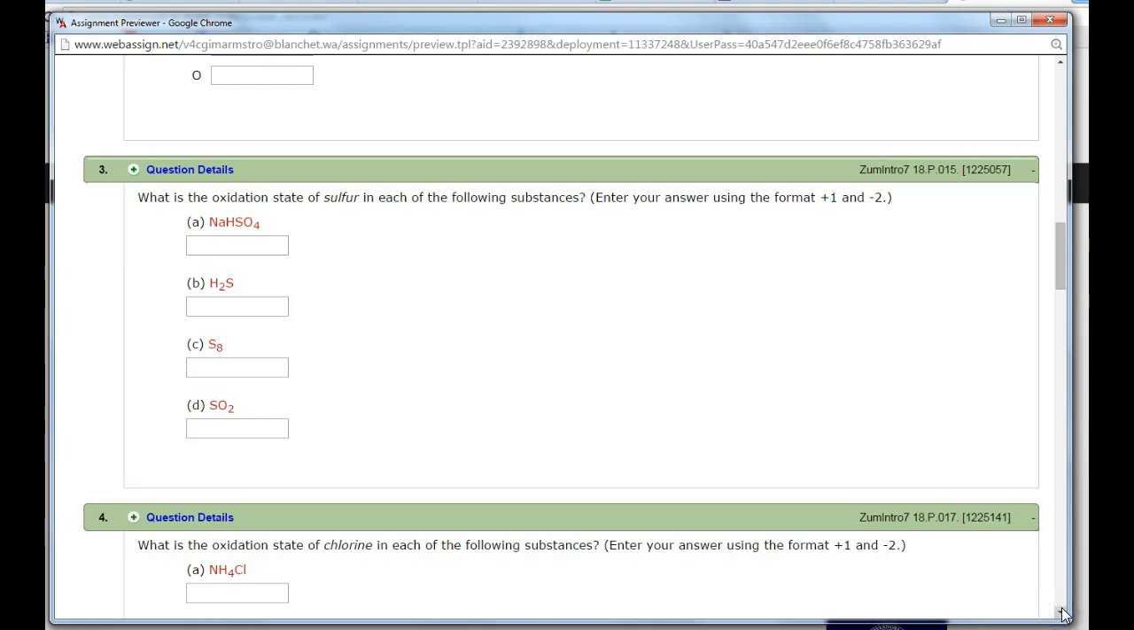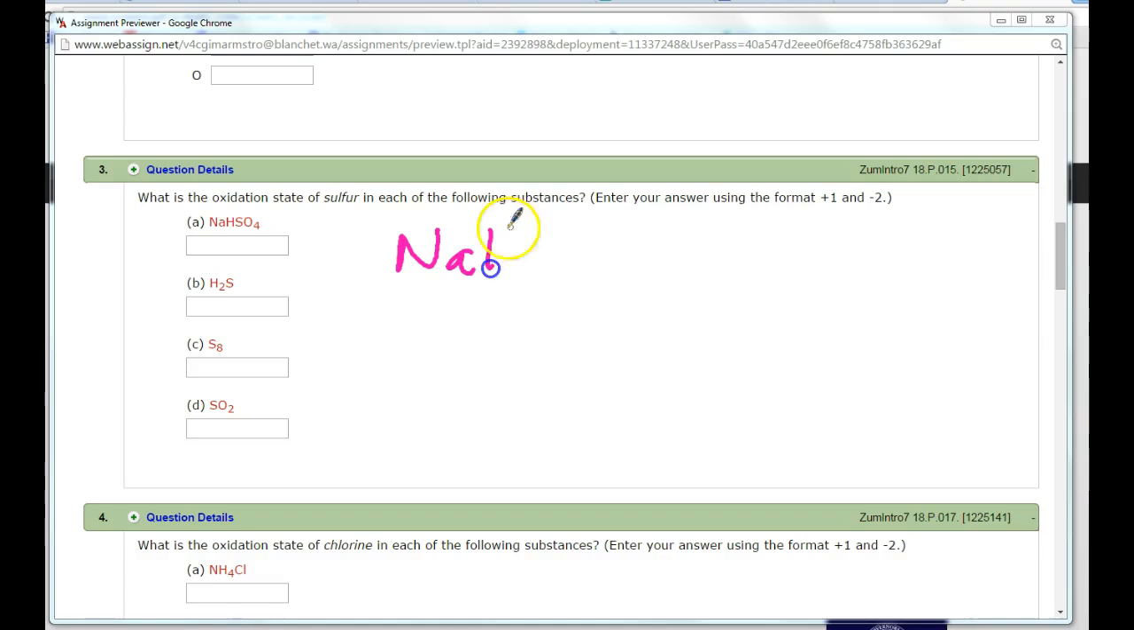Question number 3. What is the oxidation state of sulfur in each of these? So now we just have to find sulfur. And of course, they give you the hardest one of all, NaHSO4. There's a couple different ways you can do this.